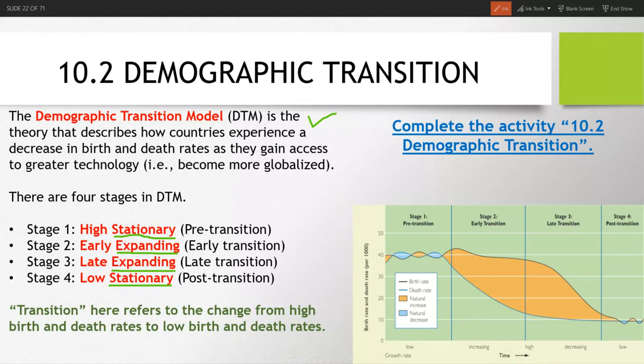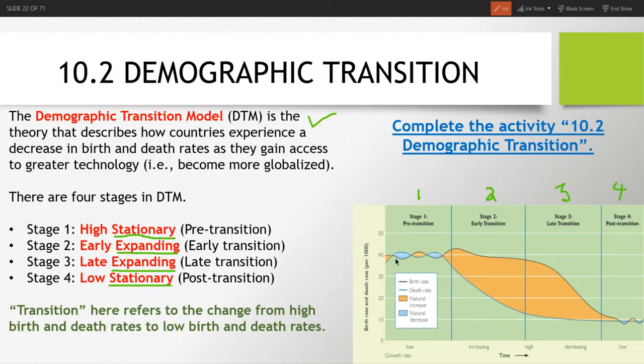The transition we mean when we talk about demographic transition is a change from high birth and death rates to low birth and death rates. Very quickly, if we look at the graph on the right side here, we can see each of the stages that were just mentioned, 1, 2, 3, and 4. And you'll see here we have birth and death rates per 1,000 on the left of our graph, and we've got time on the bottom.